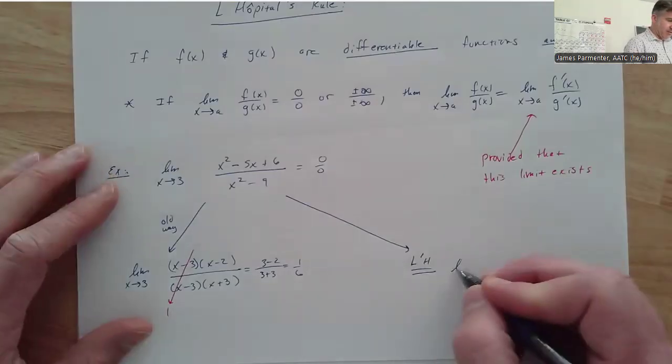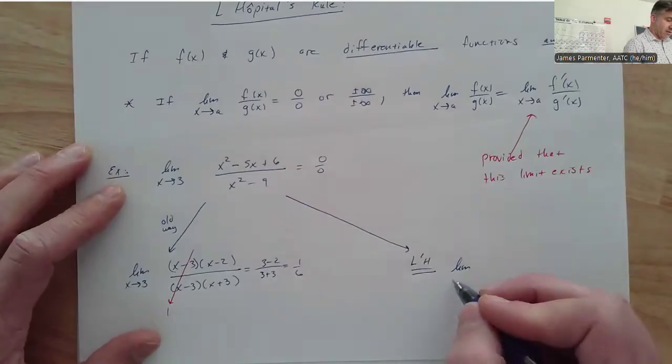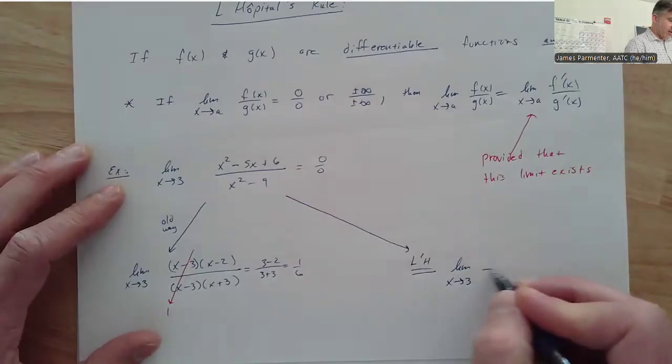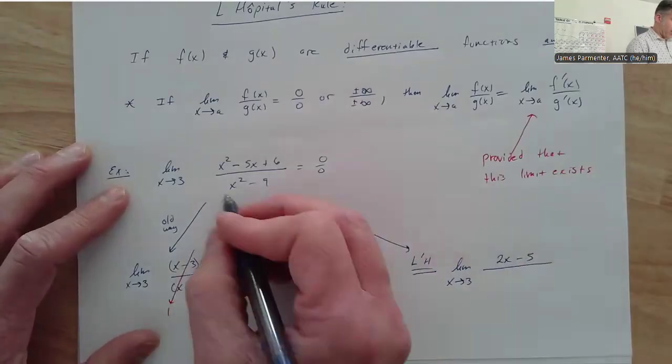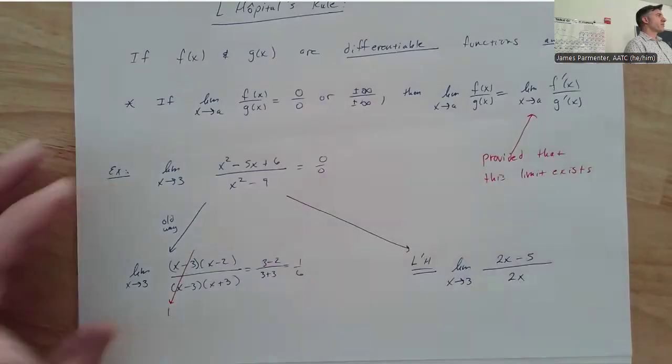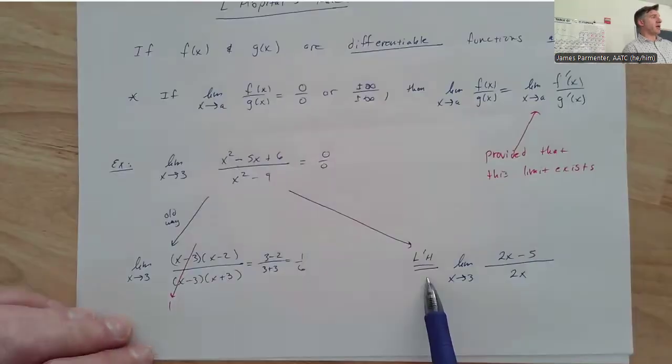I'm going to write the limit. You have to still write the limit. It's not L'Hopital's rule if you're not writing a limit. As x approaches 3, derivative of the top, 2x minus 5, derivative of the bottom, 2x. That's it, right? So in this step from here to here, I've used L'Hopital's rule.